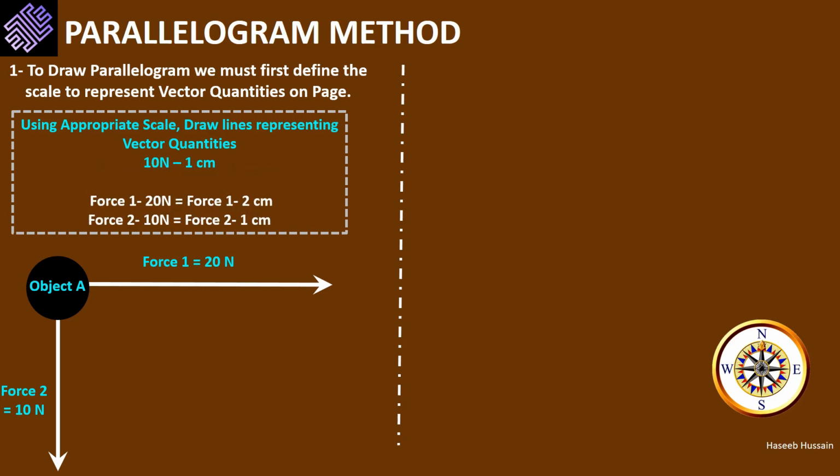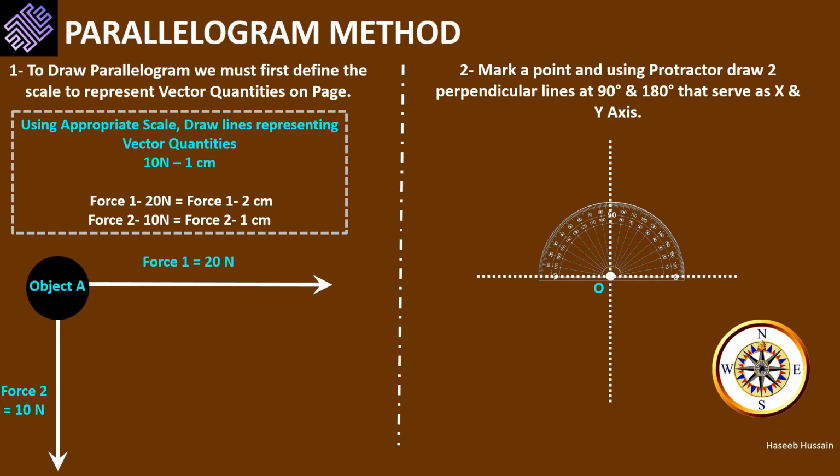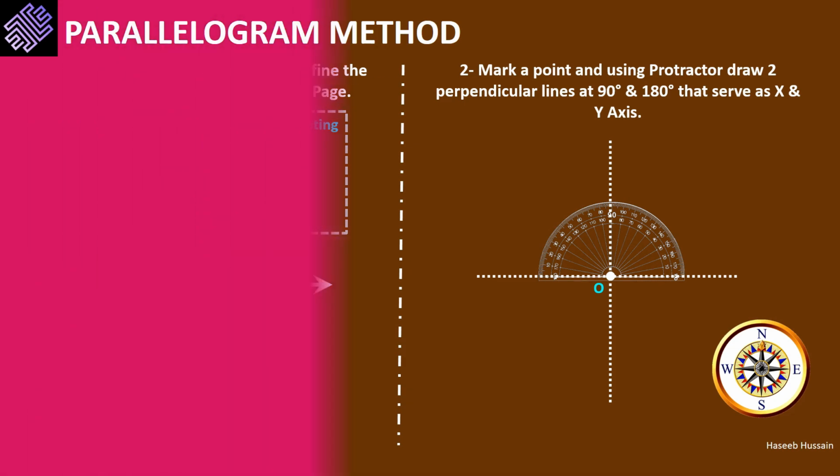Next, we mark a point O. This point is our reference point from where we will draw our parallelogram. At O, we draw two perpendicular bisectors using a protractor. At 90 degrees, we draw a straight line, and then at 180 degrees, we draw another line, thereby creating a cross. These perpendicular bisectors are drawn at 90 and 180 degrees. They are essentially our x and y axis.